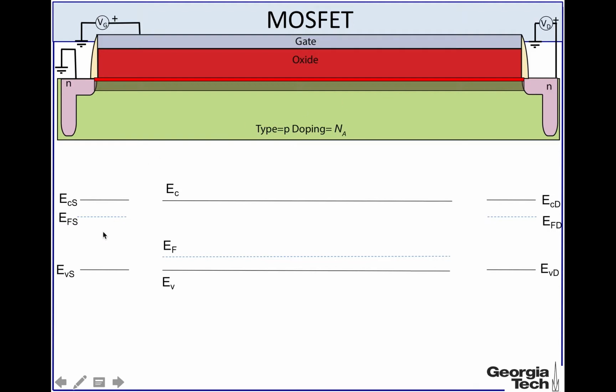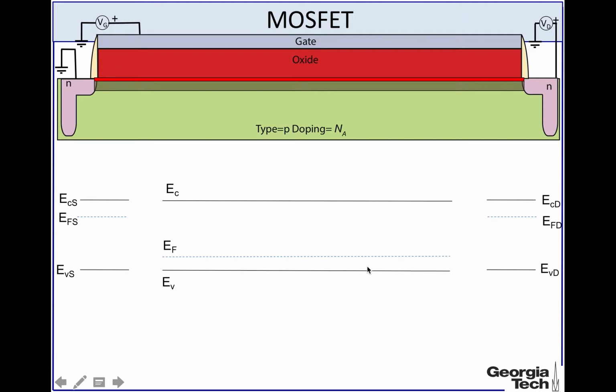All right, so first the energies for the source. So you have the conduction band, valence band, and it's N-type, so the Fermi level is closer to the conduction band. The same is true for the drain end. The Fermi level is closer to the conduction band, and on the other hand, the channel is p-type, so the Fermi level is closer to the valence band.